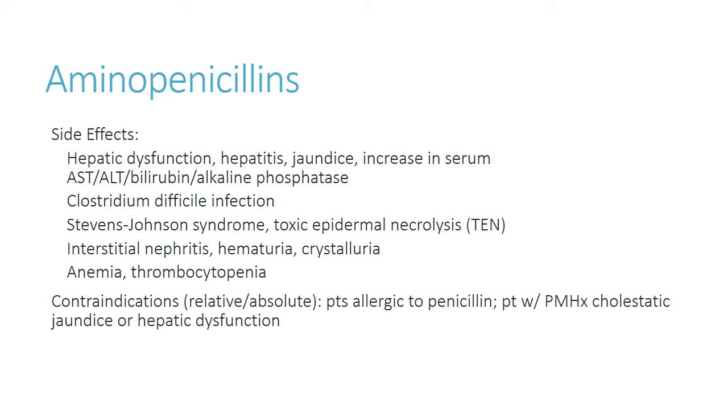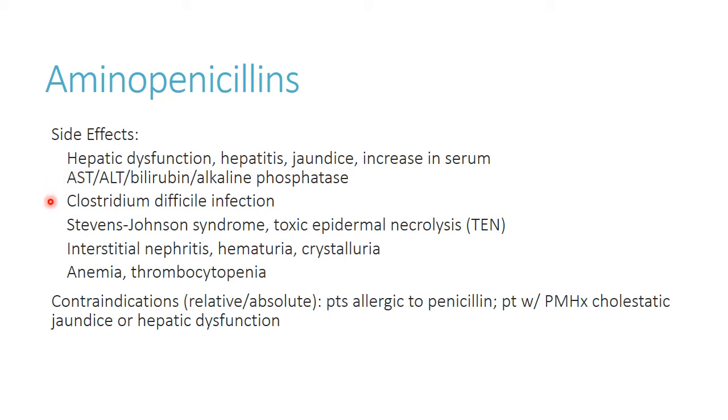Anyway, other side effects you can potentially see with these penicillins, you can see risk for hepatic dysfunction, which can be evidenced by things like hepatitis. You can see jaundice, which is kind of a buildup of what? Bilirubin can build up there. Sometimes you can see things like ALT, AST start to peak up. So those would be things to look for there.